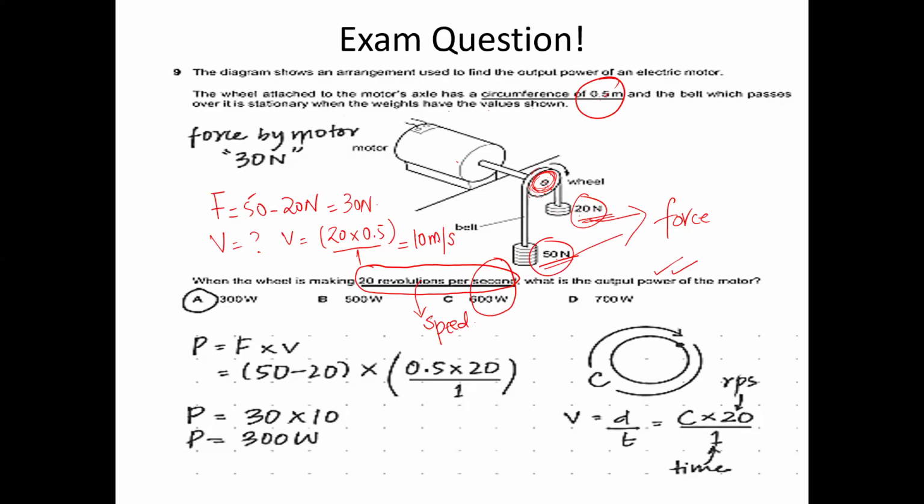Now we have to find the power. So our power will be equal to force into velocity. The force is 30 and the velocity is 10. It equals 300 watts. So the output power of the motor will be 300 watts. Yes, is this question understandable? So in this regard, our correct answer will be 300 watts. Yes, people, tell me.